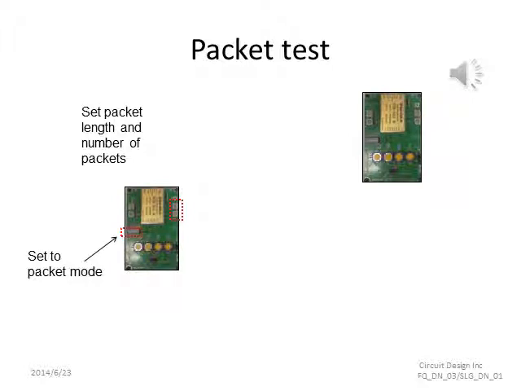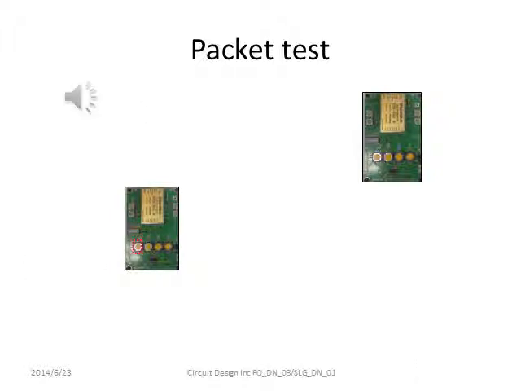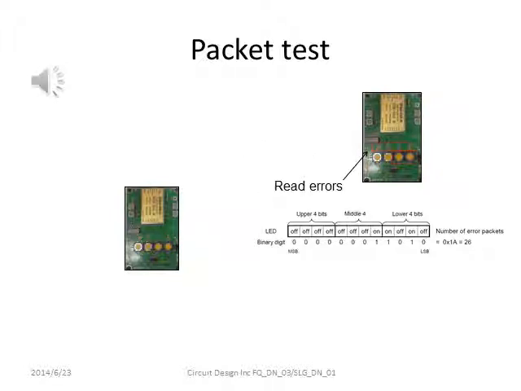The packet test involves sending a packet from the transmitter to the receiver board. Set the dip switch for packet mode, and set the packet length and number of packets using the rotary switch. Now push the button to initiate packet transmission. As the packet is transmitted, the LEDs on both boards will flash. When the packet has finished transmitting, the receiver board LEDs will light according to the number of packet errors it has detected.